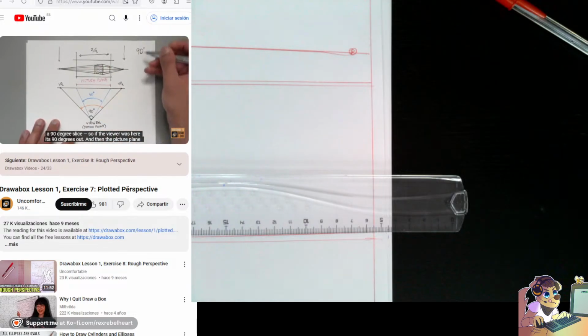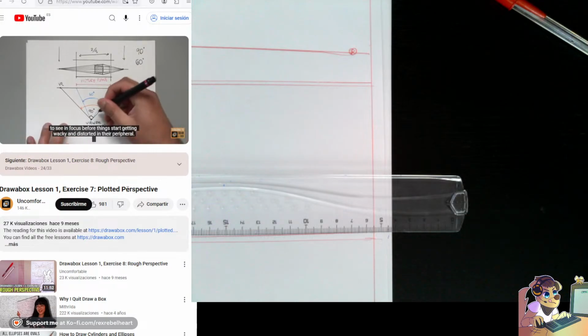And then the picture plane represents a 60-degree slice, which is more what the actual human viewer would be able to see in focus before things start getting wacky and distorted in their peripheral.